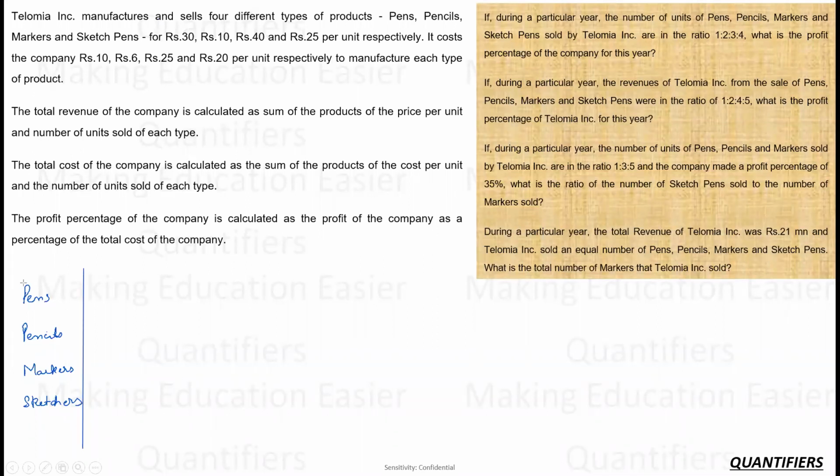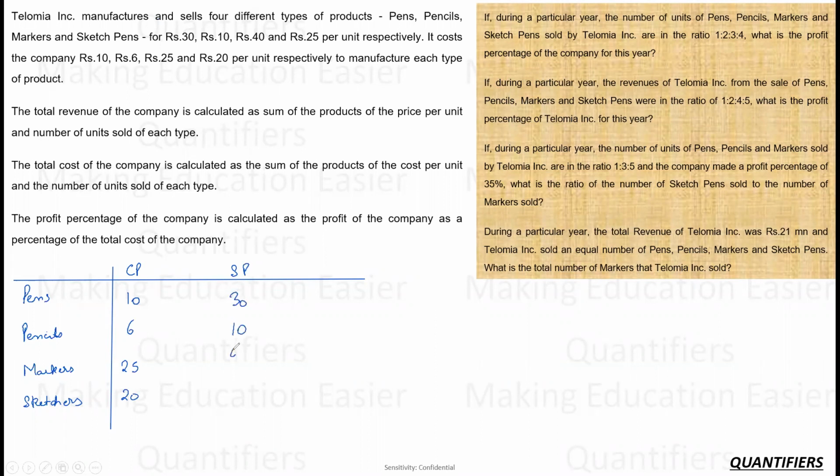So we are given the selling price and the cost price. Cost price is given to us as 10, 6, 25, and 20. And selling price is given to us as 30, 10, 40, and 25. Now they are telling us how the revenue is calculated.